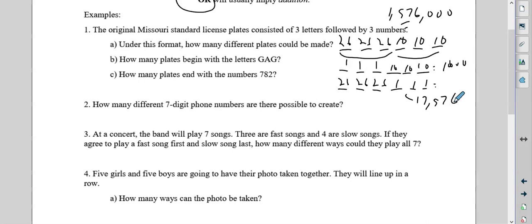So if you think about, you see a cop show and they're like, did you get the license plate? Oh, I just got the last 3 numbers, 782. That means there's 17,576 license plates that could match that car that was driving away. Or if you're like, oh, I saw GAG, but I didn't get the numbers. That means there's still 1,000 cars out there that would have GAG as the beginning, and then the numbers change.